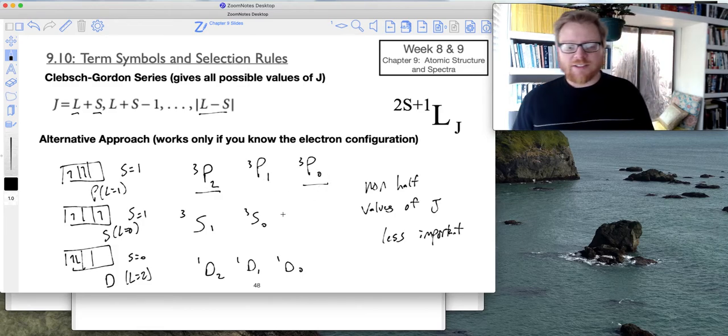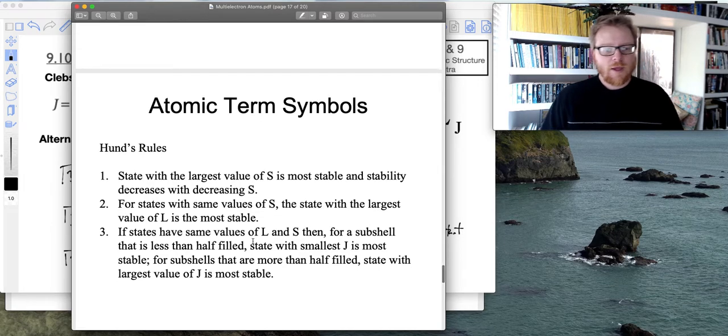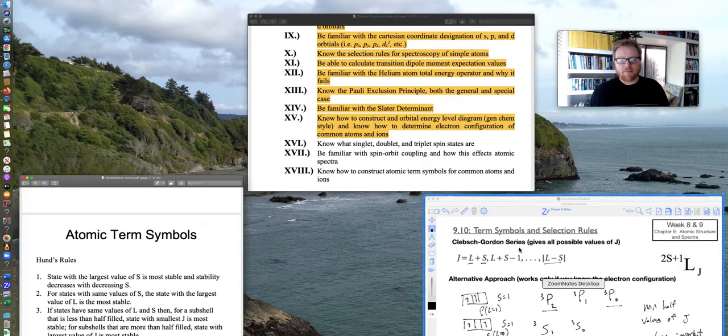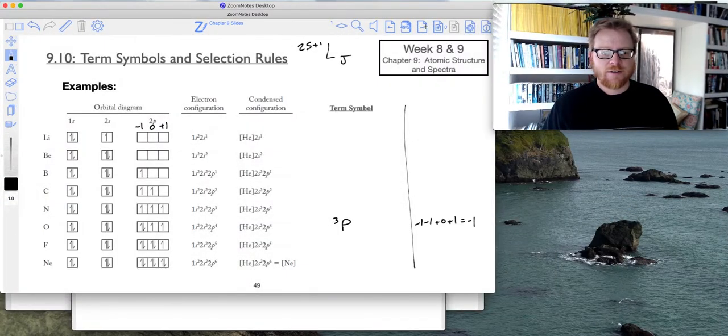So which one is it? Well, for subshells that are more than half filled, the state with the largest value of J is the most stable. So that means my ground state here on oxygen would be triplet P2.